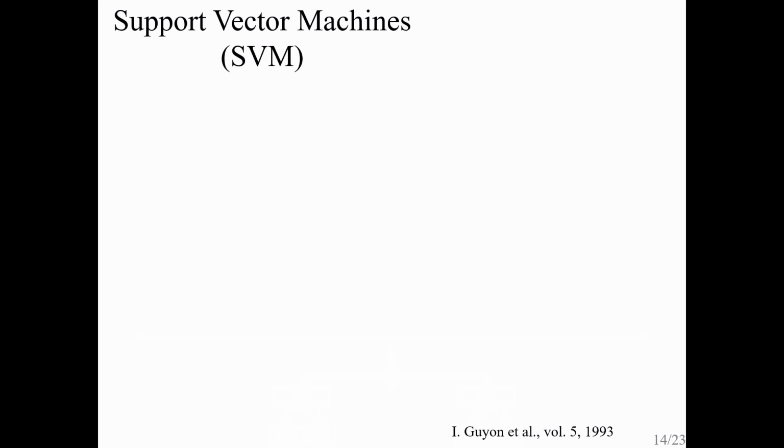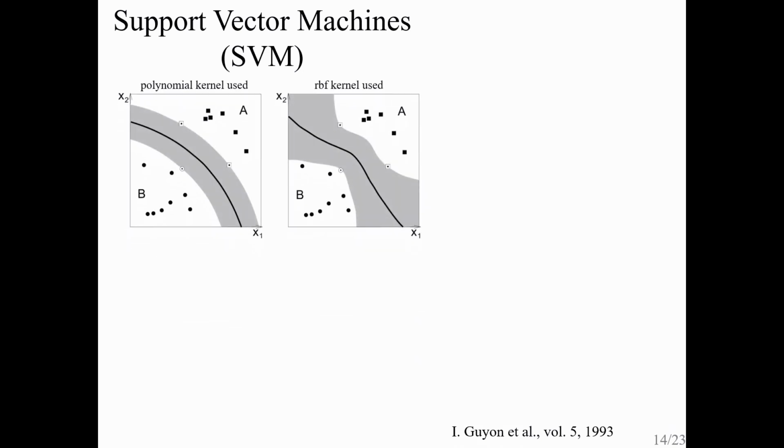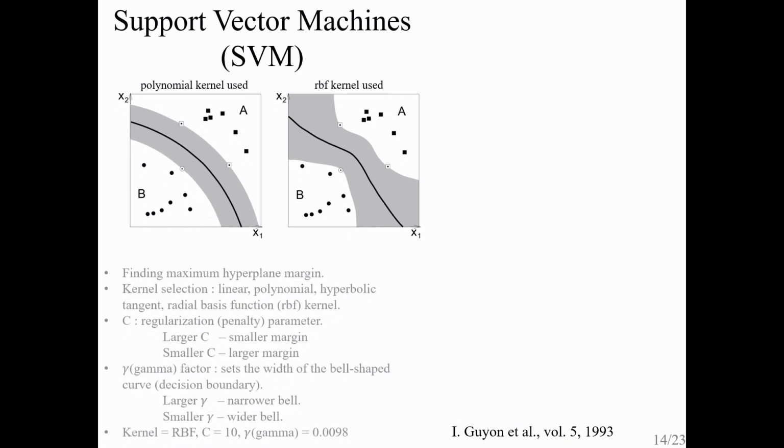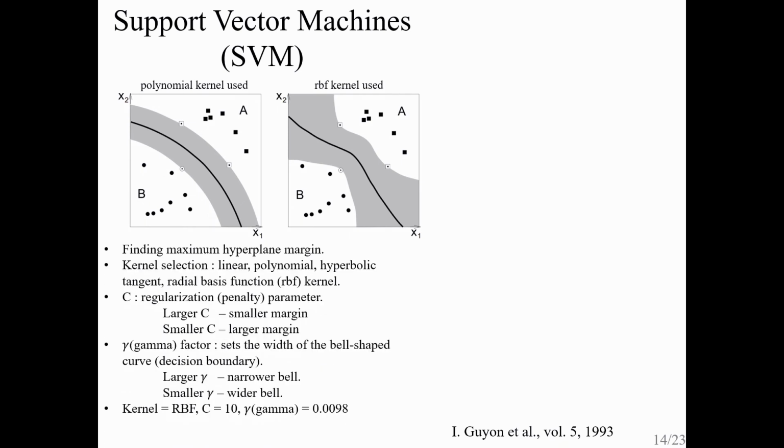So let me introduce a little bit about the support vector machines. We use two different classifiers. Here are two different graphs that I want to show you. The solid line refers to a hyperplane or decision boundary. SVM aims to find a maximum hyperplane margin. Margin means distance between support vectors, which is closest to the margin.